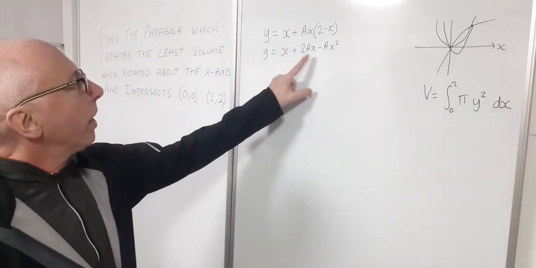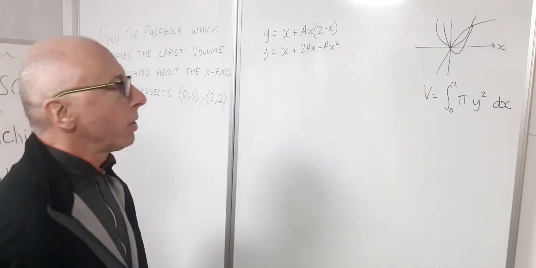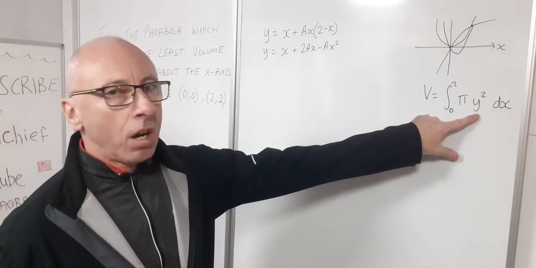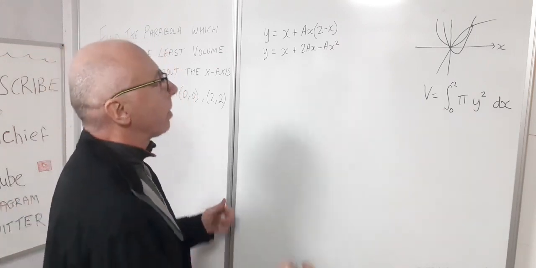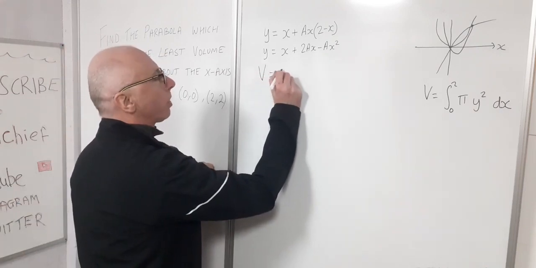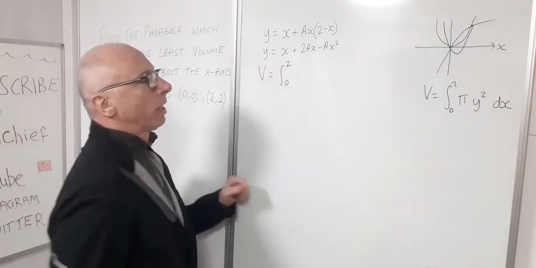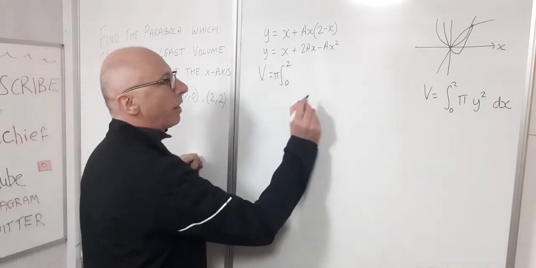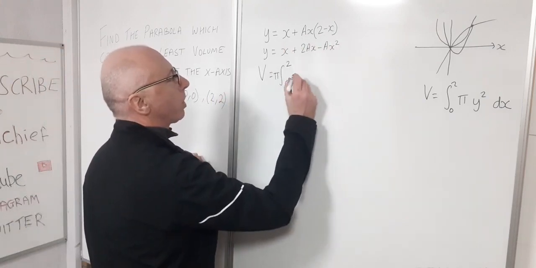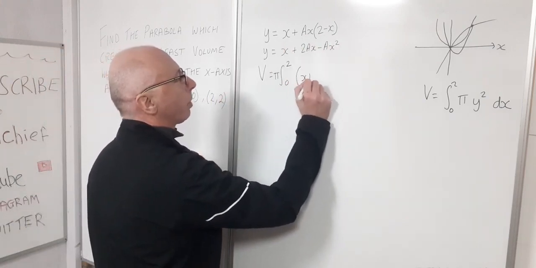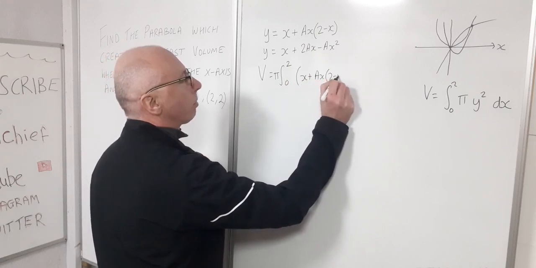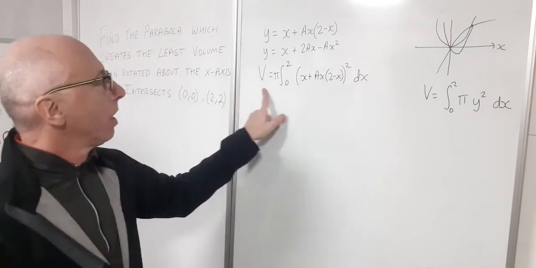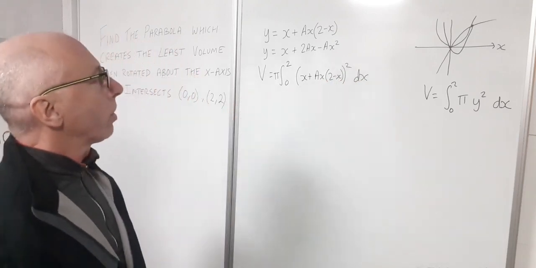Now we've got our y. We've got these two terms here which represent our y. So now all we can do is substitute in our y in this integral, and that's going to get us on our way. So V equals the integral from 0 to 2. The pi I can bring out front because that's just a constant multiple. And then our y squared, I'm going to use this term here. So now I've got x plus ax(2 minus x) all squared, dx. So that's the start of our integration.